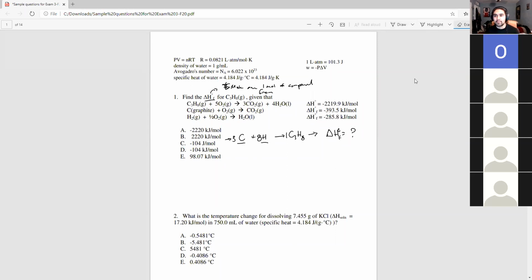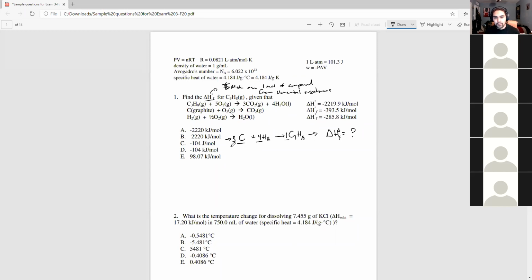What's wrong with hydrogen actually? What type of atom is hydrogen when it's alone? It's diatomic, so it should be H2. There you go. And the coefficient, 4. There you go, 4. So basically here we're making 1 mole of compound from elemental substances. That is what enthalpy of formation means. So that's how you derive the equation.